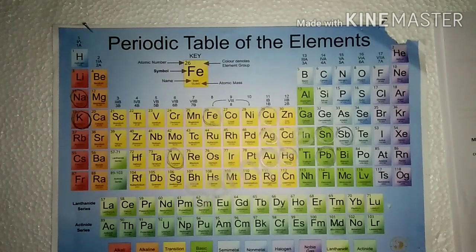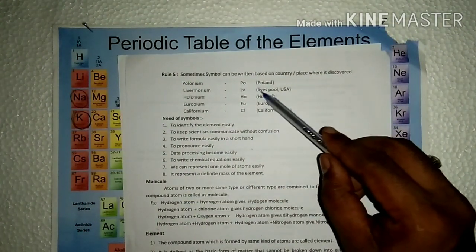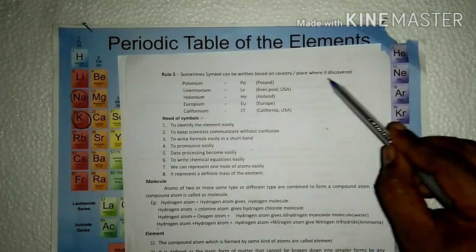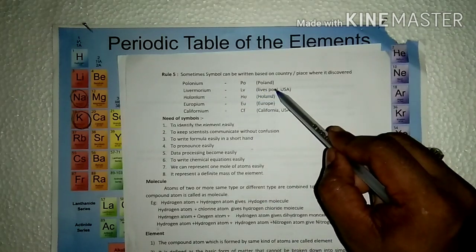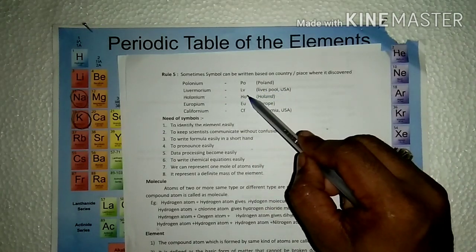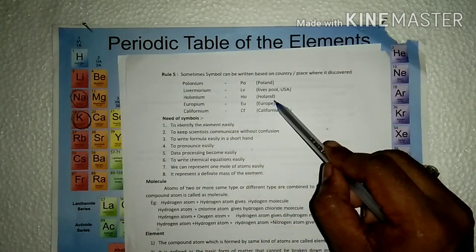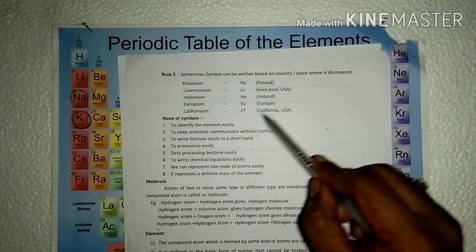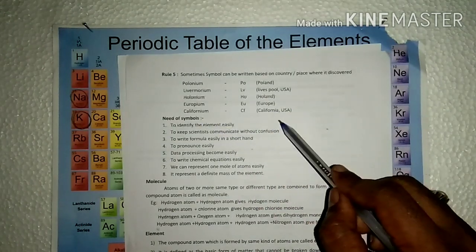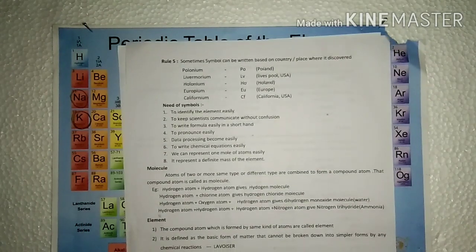It is located in USA. That means here one rule is introduced, that sometimes the symbol can be written based on the country name or otherwise the place name where it is discovered. Polonium, Po, is discovered in Poland. Livermorium, Lv, is discovered in Livermore, USA. Holmium, Ho, is discovered in Holland. Europium, Eu, Europe, is discovered in Europe. Californium, Cf, in the area of California, USA. Right?